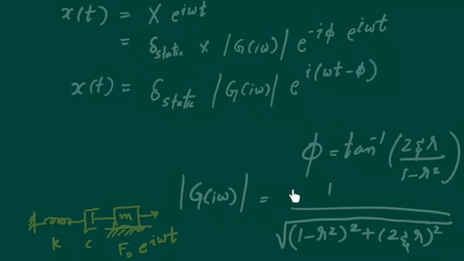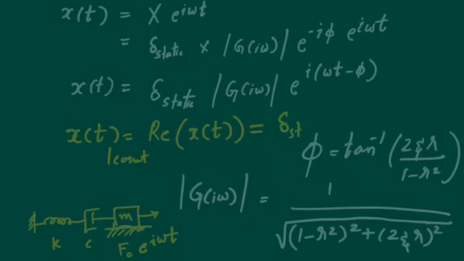Now the final point is that if your excitation is cos omega t, then your excitation can be written as the real part of f0 e raised i omega t. Similarly, the response can also be written as, if it is f0 cos omega t, then x of t will be the real part of your x of t. This is a real thing, this is a real thing. So it will be delta static times the modulus of your G of i omega.